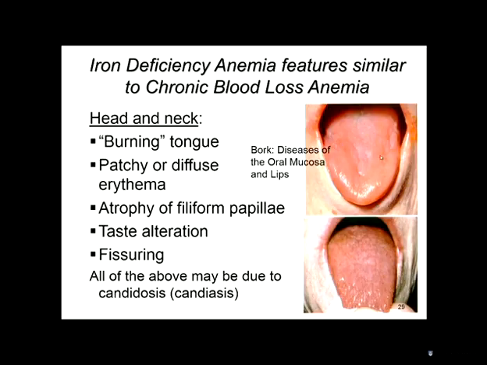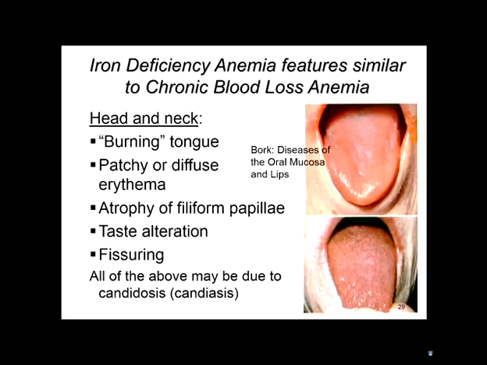So patchy and diffuse erythema. In this case, we have patchy. This is more diffuse. And atrophy of filiform papillae, where the tongue looks smoother than normal. And then complaints. Oftentimes, patients will complain of burning sensation of the tongue. That is a very nonspecific sign, but is often a sign found in anemic patients. Because the taste buds are not being provided with oxygen, taste alterations can occur.